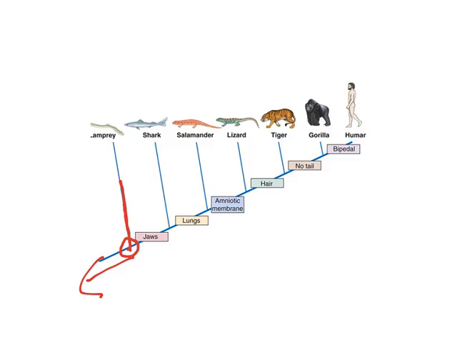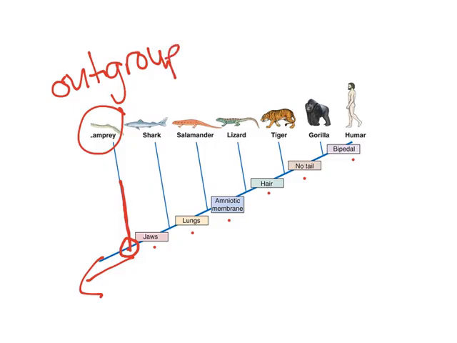In this particular case, there's one organism on here that doesn't share any of these traits. It does not have jaws, lungs, amniotic membrane, hair, no tail, or bipedal, and that's the lamprey. That is called the out group. It does not have any of the traits that are listed on this diagram.